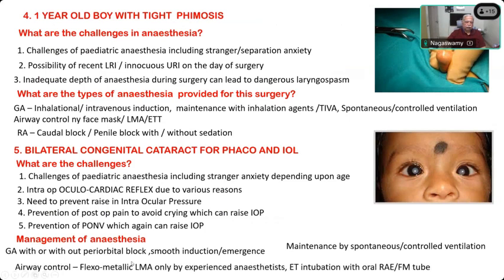Airway can be managed with a flexometallic LMA, which is usually done only by experienced anesthetists, or you have to go for intubation with an oral RAE or flexometallic tube, because a normal tube will be jetting out and that may get kinked by the drapes and the coverings. So it is better to use a flexometallic or an oral RAE tube, which will lie flush with the chin, so that there will not be any obstruction. So these are the points that you have to remember for cataract.